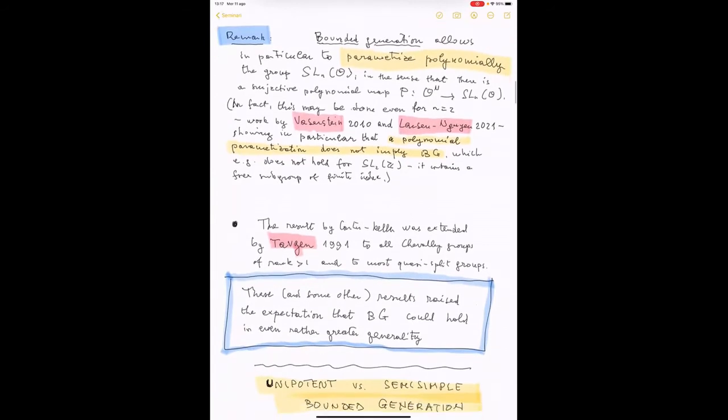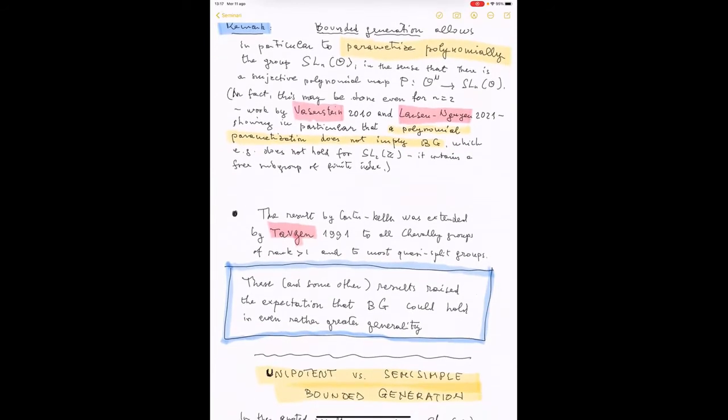And let me make a remark that bounded generation allows, in particular, to parameterize polynomially the group SL_N of this ring of integers. In the sense, what do I mean by parameterize polynomially? That there is a surjective polynomial map in several variables that, evaluated on the ring of integers, produces all elements of the group in question.